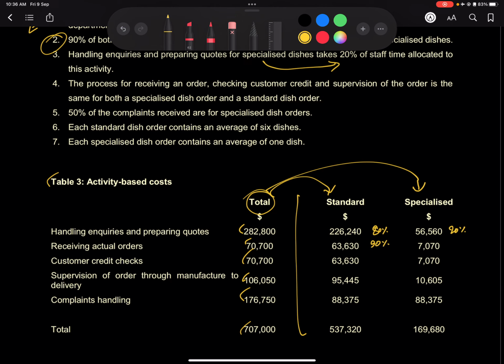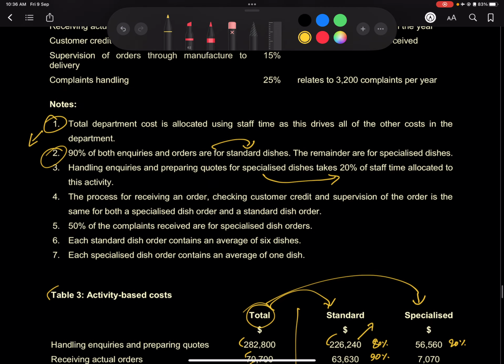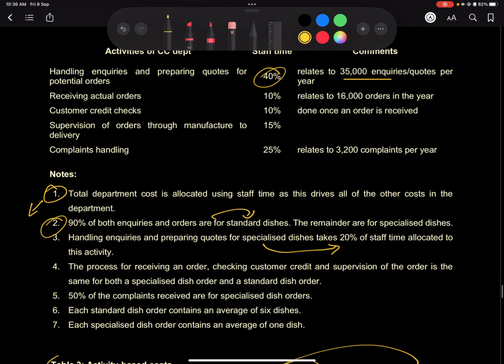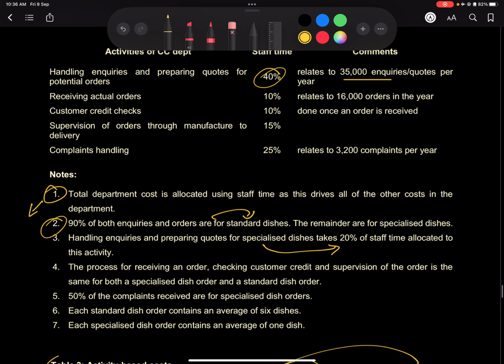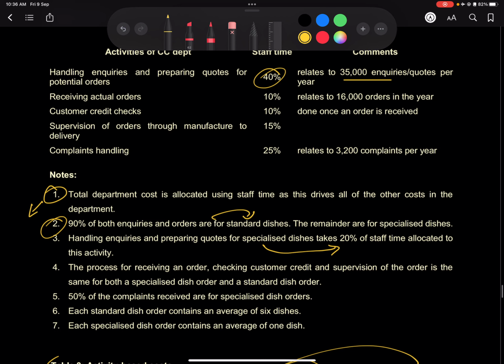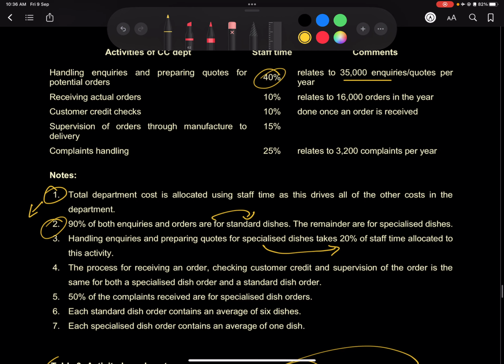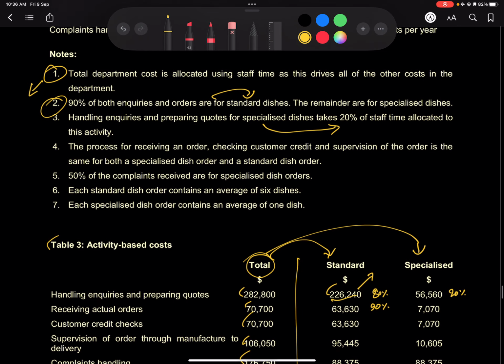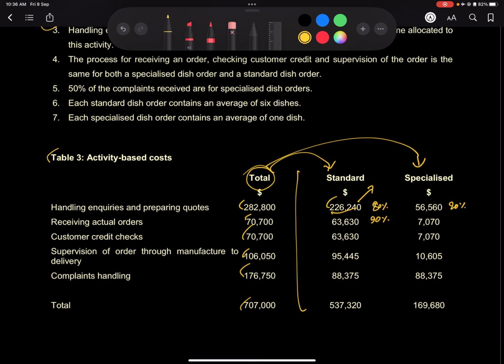You could have found this number directly as well. You could have just done 707,000 times, how much is the thing? Inquiries and handling, it's 40%, right? You get 282,800. Or what you could have done is 0.4 is the total time, times 0.9, or 0.8. That's the amount of time that you are allocating to handling inquiries and preparing quotes, right? So that's going to give you 0.32 times 707,000. So that will give you 240. You could have done it directly as well, but it's better to segregate. So next thing is 90% and 10%.